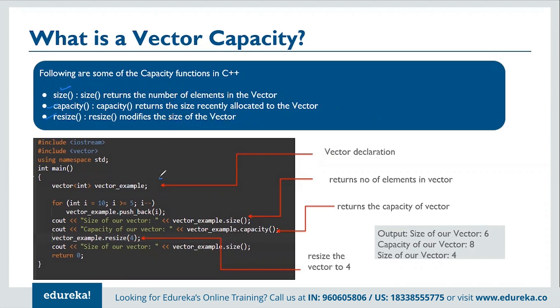Let's say we are declaring a vector here. After that, we put the entries 10, 9, 8, 7, 6, 5 in the vector, so it is 6 elements we are putting. Now, if you go ahead and display the size, it will return the number of elements in the vector, as you can see. Capacity returns the capacity of the vector. And finally, you can resize it also. If you resize it, the size shrinks to 4. So this is how you can make use of the various capacity functions available in the vector container.